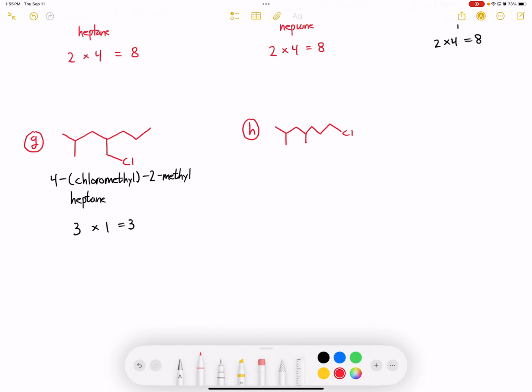All right. So let's name that one. What would the name be for this one? 4, 6, dimethylheptane. You got it. 4, 6, right? Dimethylheptane.